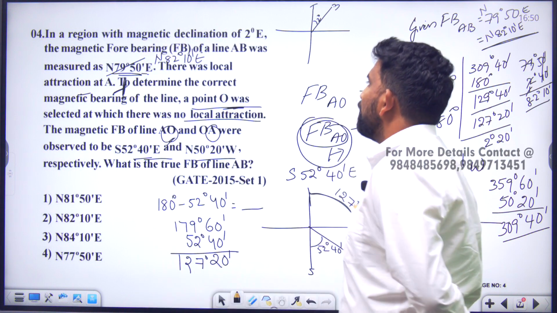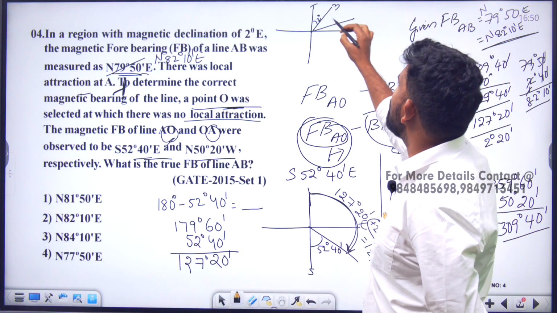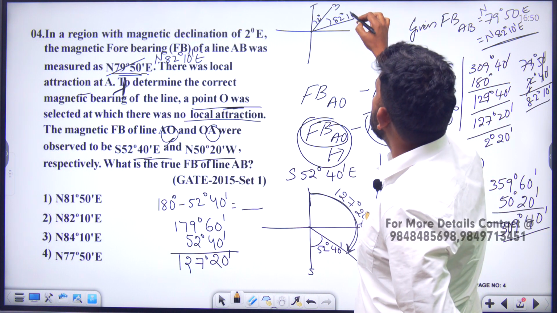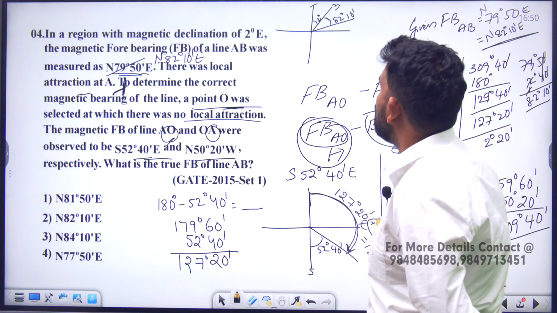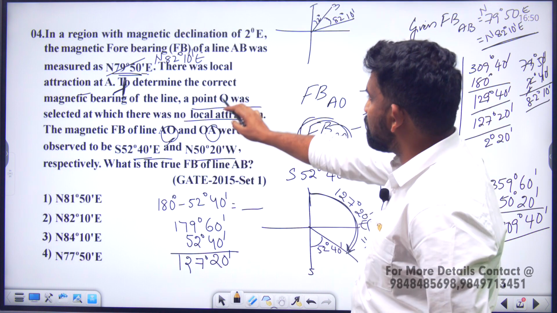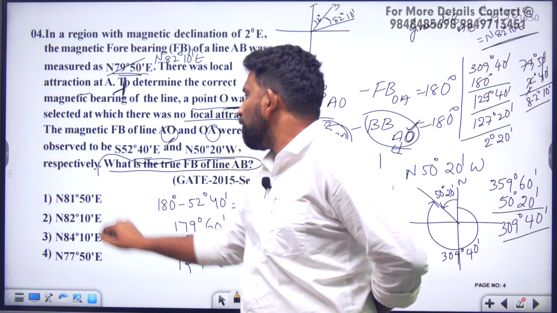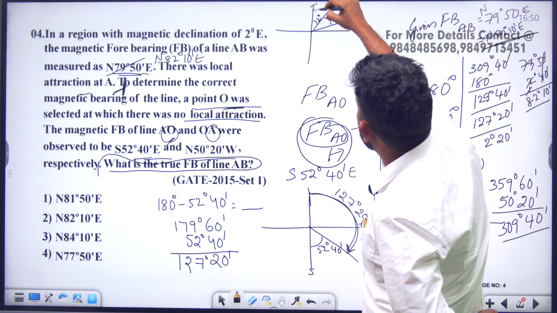So it is lying in between north and east. So this is the value that is given, 82 degrees 10 minutes. This is the bearing that is given. Now the question is regarding what is the true forebearing of the line AB. So this is nothing but the true forebearing of the line AB.